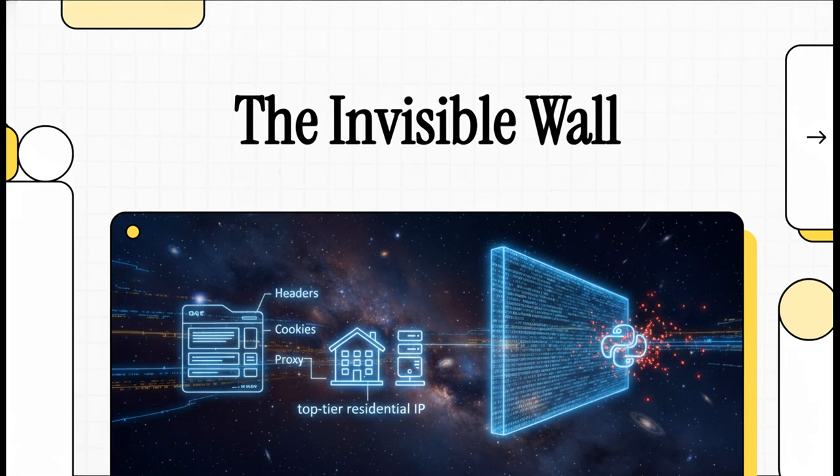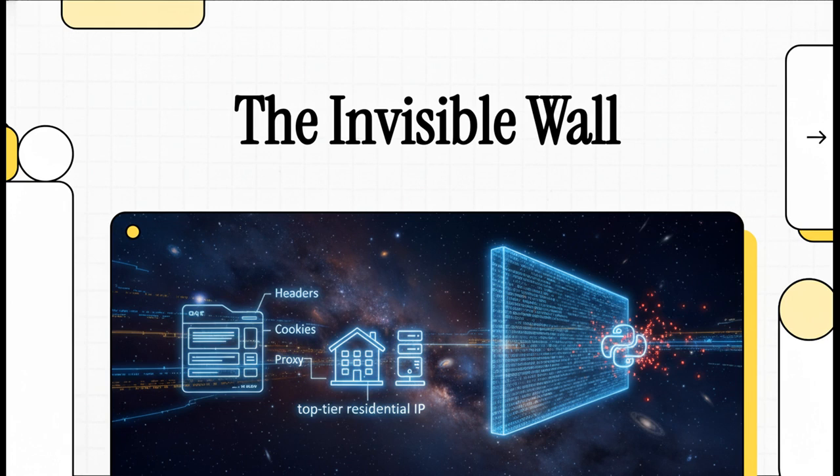All right, let's get right into it. Picture this. You're a senior developer, and you're on a mission to extract some data. You've launched your Python script, and everything looks perfect. I mean, your headers are pristine, your cookies are valid, your proxy is a top-tier residential IP. Everything is a go. But then, bam, you hit something.